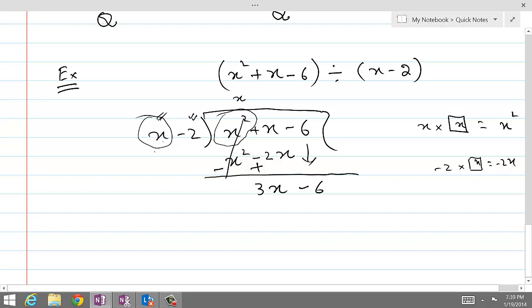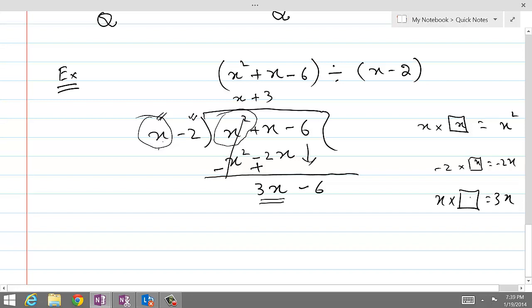Now what should we multiply this x with in order to get 3x? X should be multiplied with what to get 3x? This is plus 3.